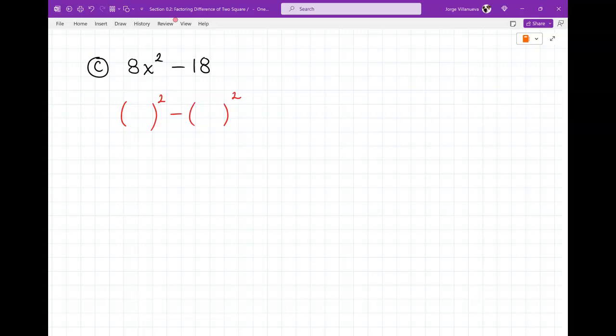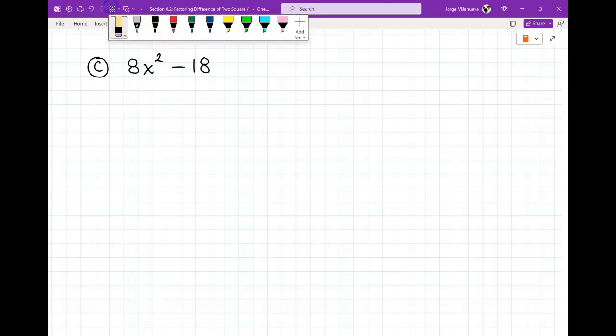Nothing, right? Nothing squared gives me 8, right? Well, I guess the square root of 8 gives you 8, but we're not doing that. But no integer is going to give me an 8 when I square it, right? 3 squared is 9, 2 squared is 4. It doesn't give me 8. So if you see this and you try it and it doesn't work, one of the things you should ask yourself before you do anything else is, do they have anything in common, right? So 8x squared minus 18, is there a number that they have in common?